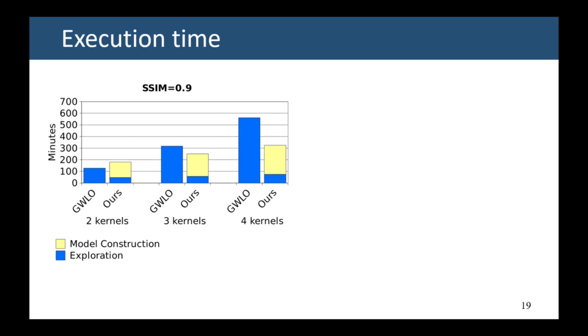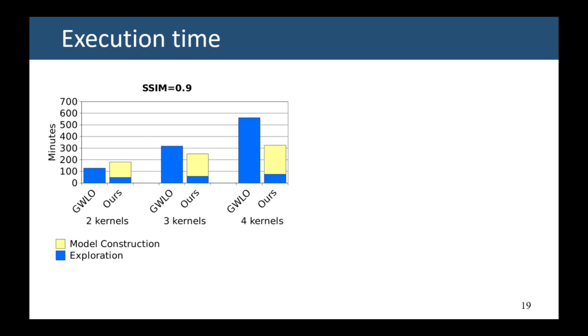With 2 kernels, the execution time by our approach is worse than the global search because we need the time for model construction. In the second and third cases, when the number of variables increases, the exploration time of global search quickly increases, whereas the exploration time in our approach increases significantly less. It actually benefits from decomposing the problem into sub-problems. Even though we still need the time for model construction, the total time in general is shorter than the global search.